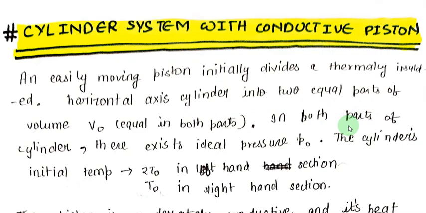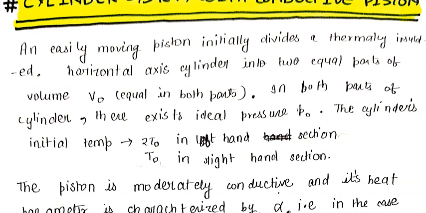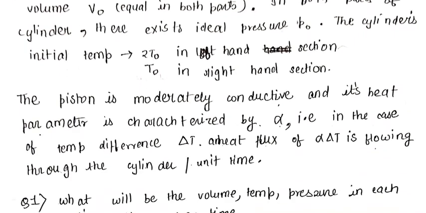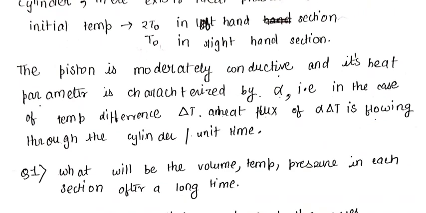The cylinder's initial temperature is 2 T naught in the left hand section and T naught in the right hand section. Then the piston is moderately conductive and its heat parameter is characterized by alpha. In the case of temperature difference delta T, we get a conductive heat flux. You can say that alpha delta T of heat is flowing through the piston per unit time. So, what is in the question?